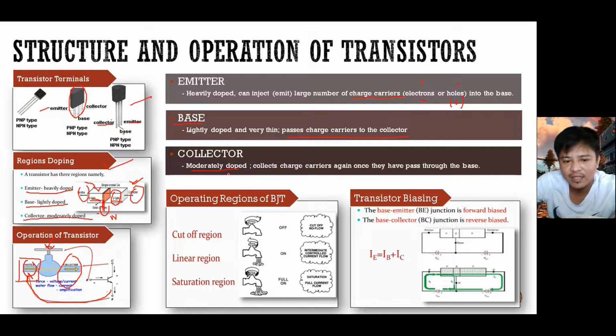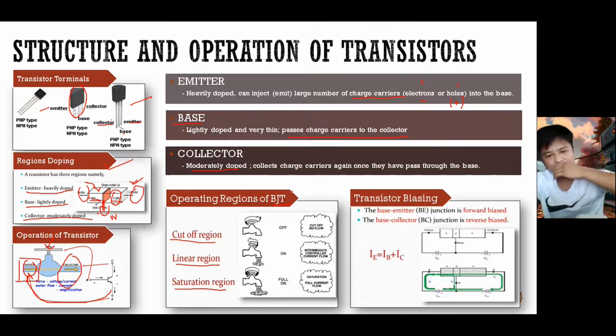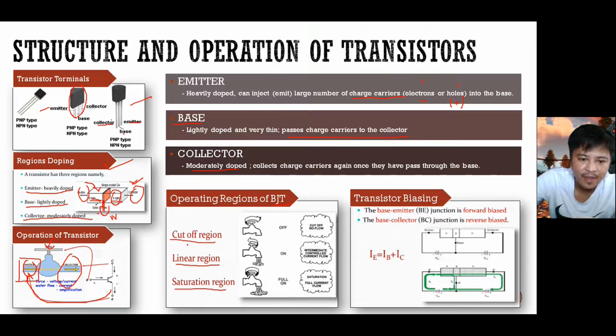So another one to be discussed here is the operating regions of a BJT or a transistor. BJT means bilateral junction transistor. So basically, we will be discussing this as we go through the slides. And so there are three types of operating regions within the bilateral junction transistor. So these are the cutoff region, linear region, and saturation region.